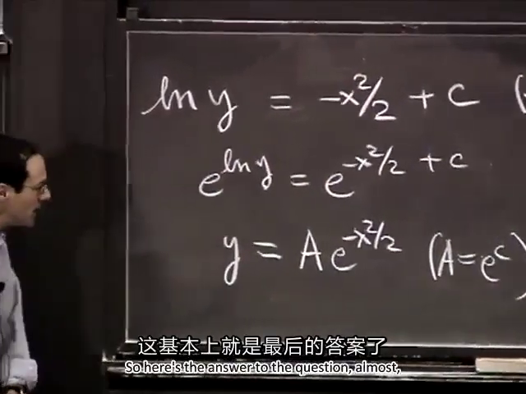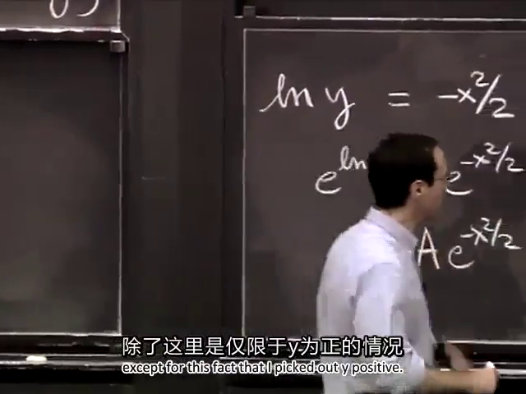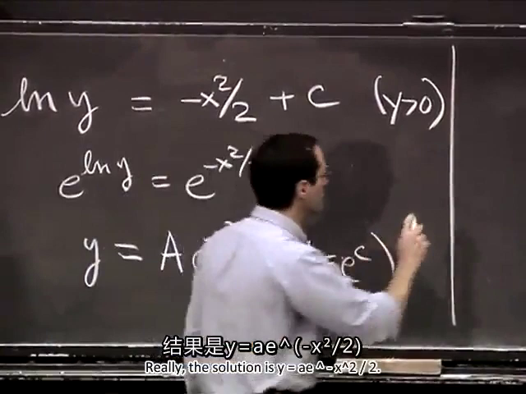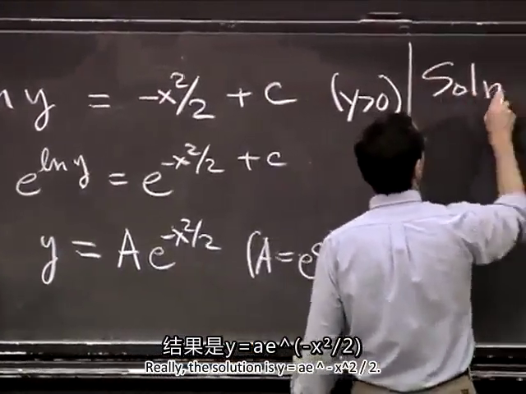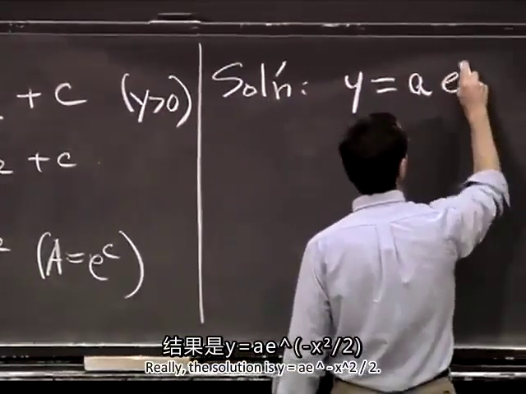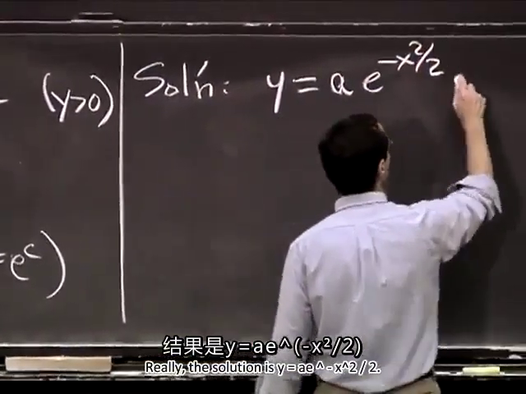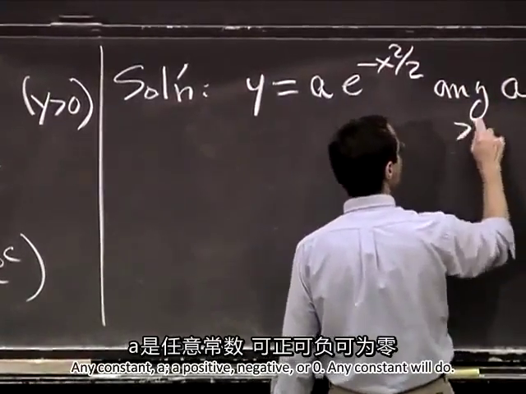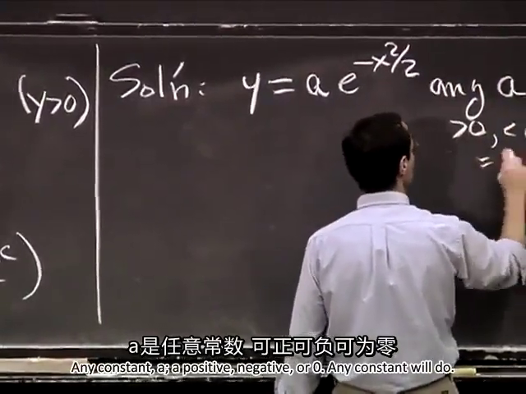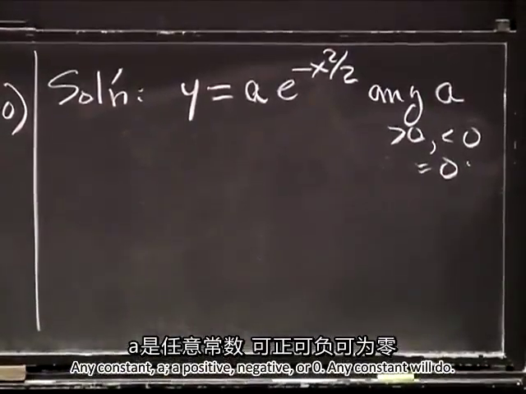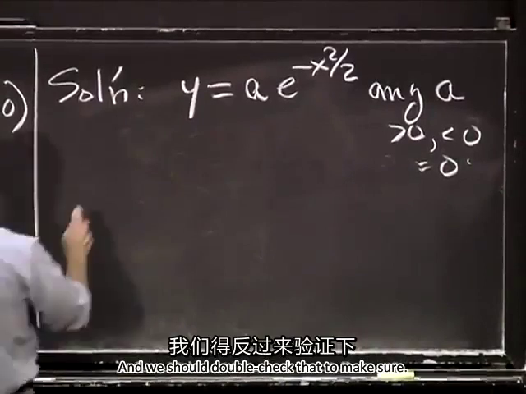All right, so here's the answer to the question almost, except for this fact that I picked out y positive. Really, the solution is y is equal to any multiple of e to the minus x squared over 2, any constant a positive, negative, or 0. Any constant will do. And we should double check that to make sure.